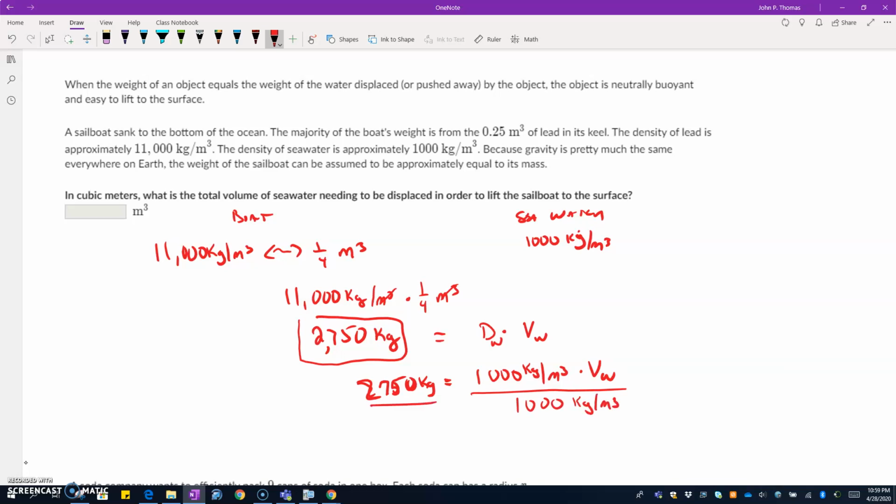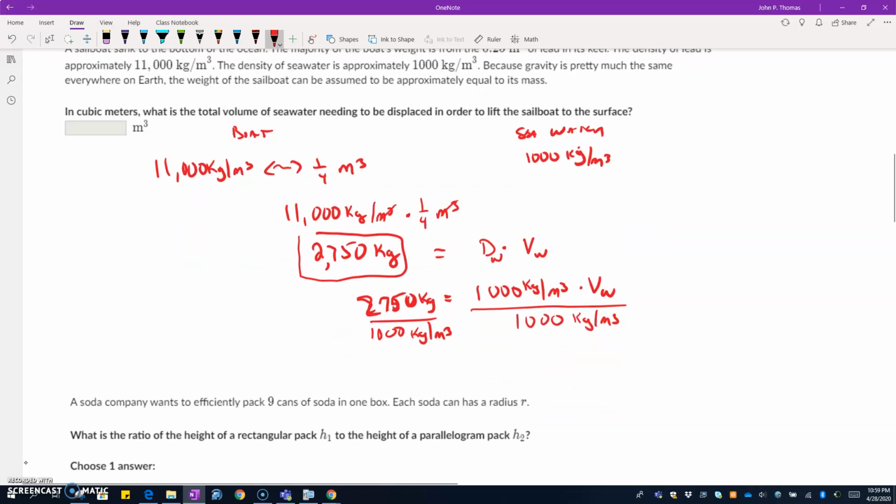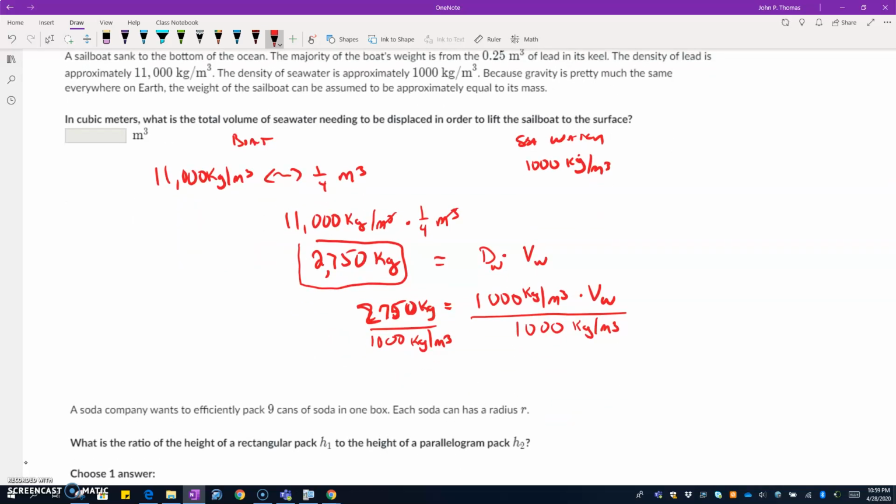And if I divide each side by the 1,000, and the units on that are kilograms per meter cubed, all right, I end up at, if I move my decimal place 1, 2, 3, a 2.75 equals the volume of the water.